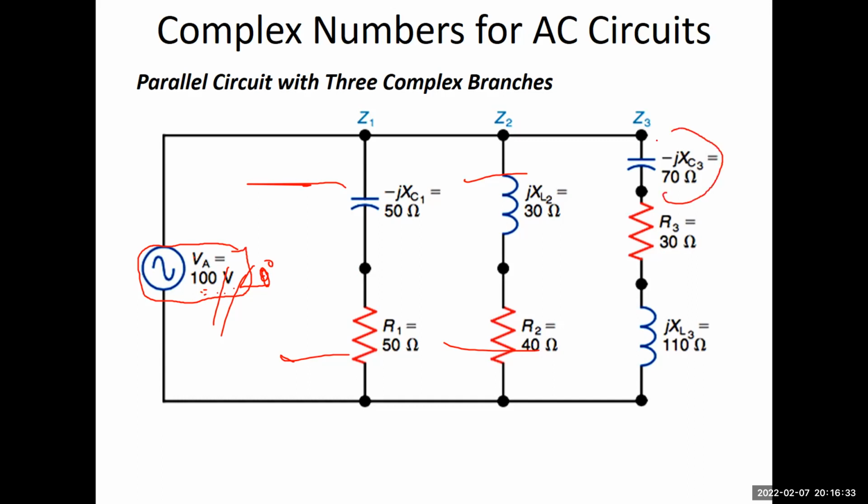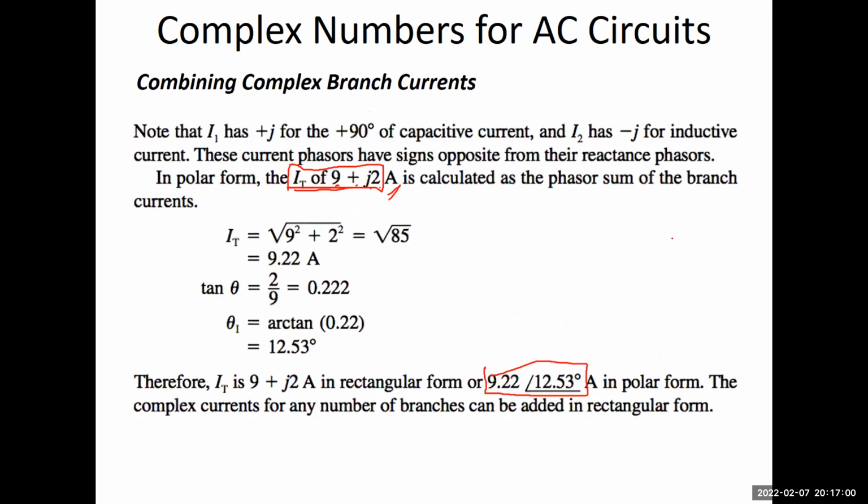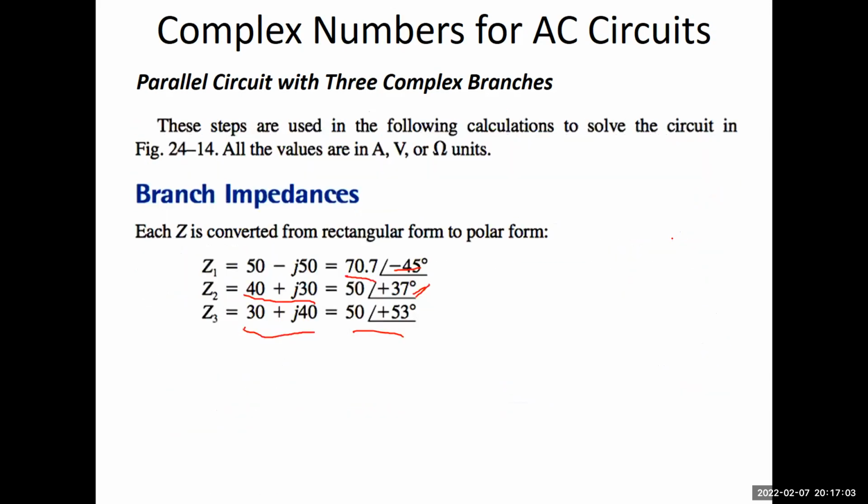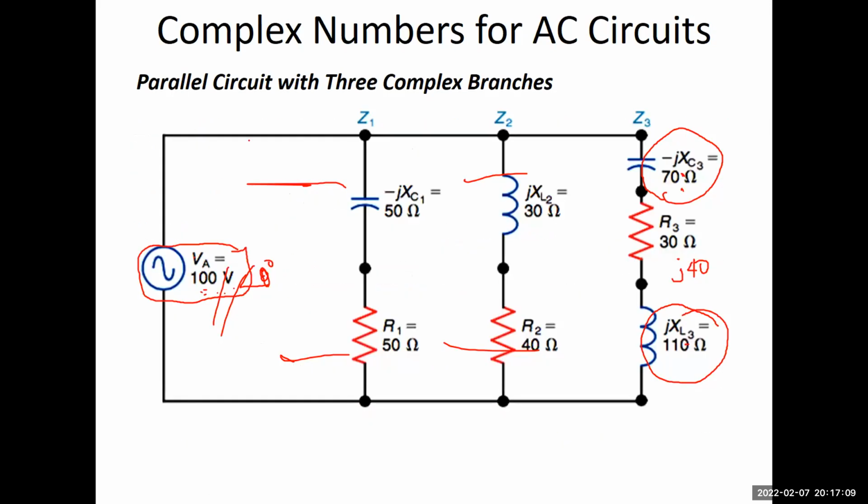You will notice there are two here, negative JXC and positive JXL. We can combine these: negative 70 plus 110 will now be positive J40. So here it is, it's J40 now, because we combined these two reactances, the capacitive and the inductive reactances, so that it becomes like this.